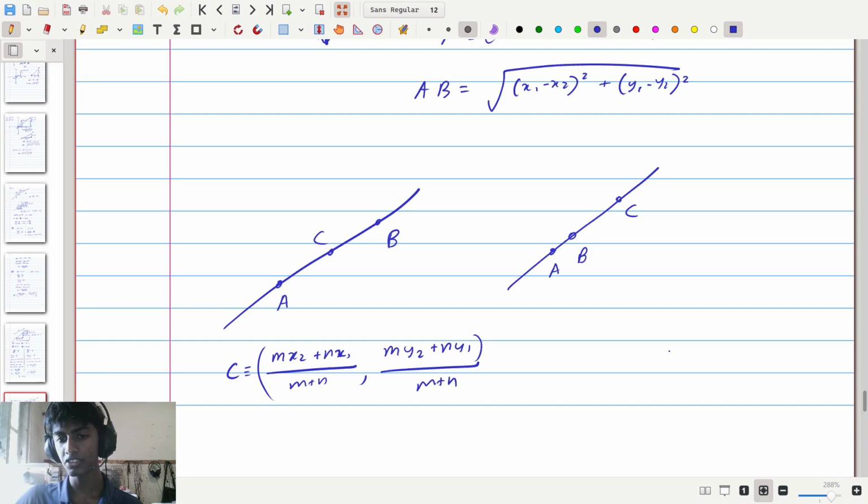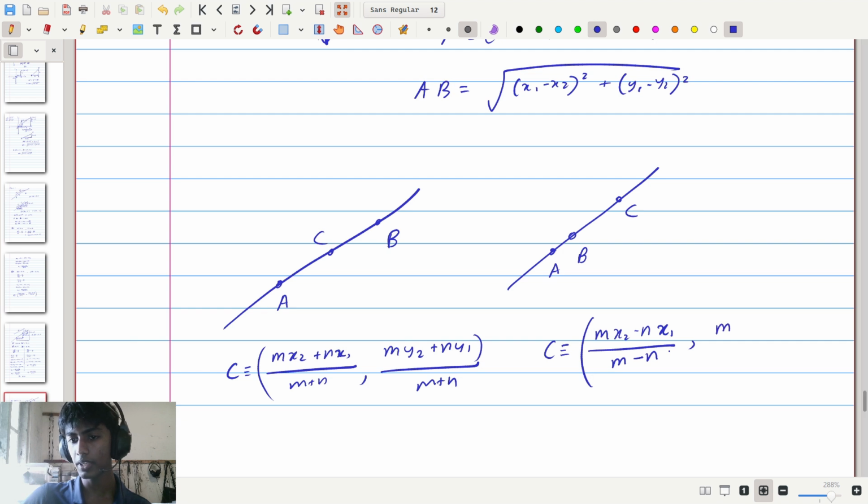Similarly, in the external case, we found that the point C is given by m times x2 minus n times x1, divided by m minus n, where m and n are not equal. We then discussed the problem with m and n being equal, and what's actually happening as m approaches n. When m and n get really close, the point we're trying to find is going to infinity. And that was the end of the lesson.